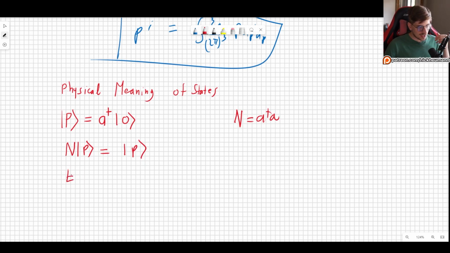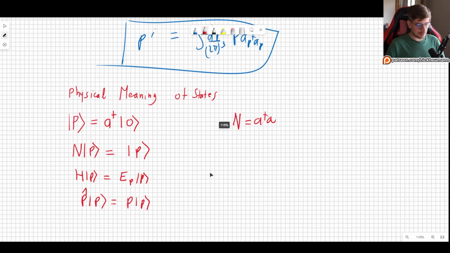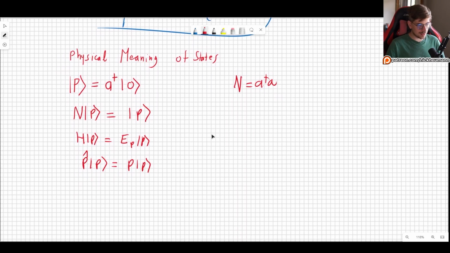Now, what is the energy of this state? We get that, of course, by letting the Hamiltonian act on the state. That's simply going to be some energy, E_p. And its momentum will come from the momentum operator acting on this state, which will be p times the state. Okay, so this is a bit confusing. So this is the momentum operator. This is just going to be the momentum itself. And p is just the label here of the state. So a bit confusing maybe in the notation.